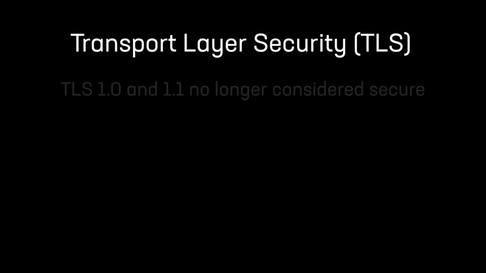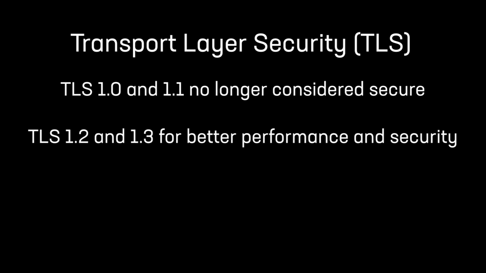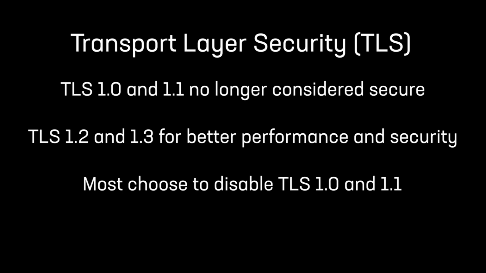TLS 1.0 and 1.1 are older protocol versions that are no longer considered secure and are deprecated in most environments. TLS 1.2 and TLS 1.3 provide stronger encryption, better performance, and improved security features. So many organizations standardize on these versions and disable older protocols.